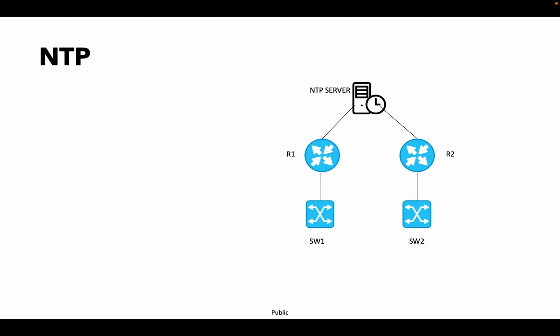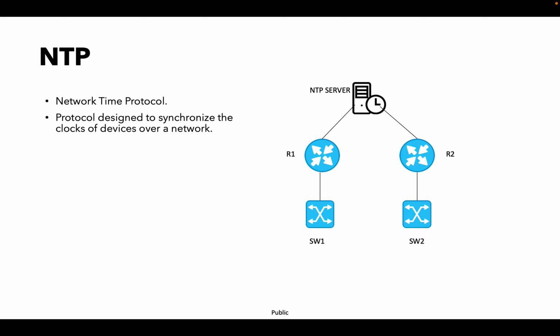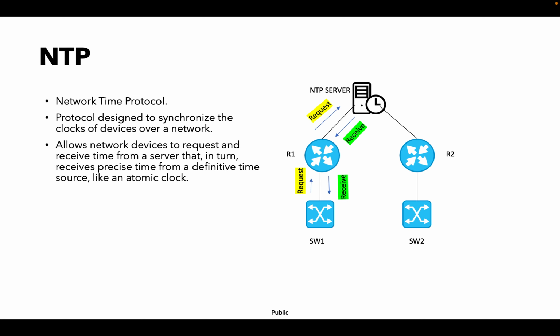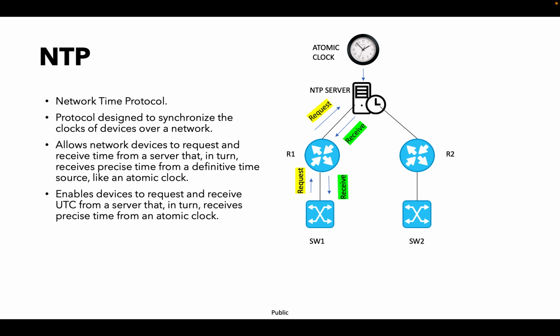NTP, also known as Network Time Protocol, is a protocol designed to synchronize the clocks of devices over a network. NTP allows network devices to request and receive time from a server that in turn receives a precise time from a definitive time source like an atomic clock. It enables devices to request and receive UTC from a server that in turn receives precise time from an atomic clock.